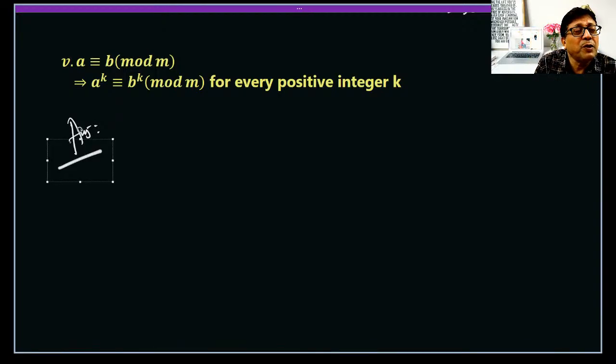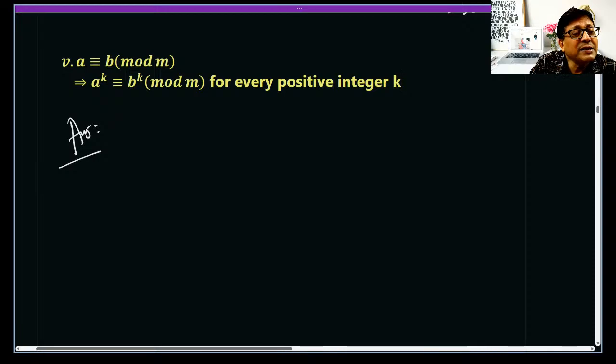A congruent with B mod M implies that A to the power K is congruent with B to the power K mod M, where K is some integer. Okay, how to prove this? Mathematical induction you have done with me in one class. Let us go by induction. Prove by induction.